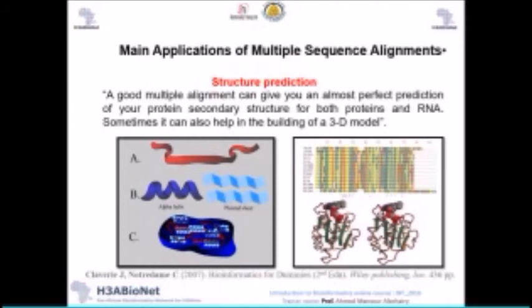Another application for multiple sequence alignment is structure prediction. A good multiple sequence alignment can give you an almost perfect prediction of your protein secondary structure. Many programs use this and predict it, for proteins or also for RNA. Based on that, you can build a 3D model. That's why structure prediction is very important, and one of the main applications of multiple sequence alignment.